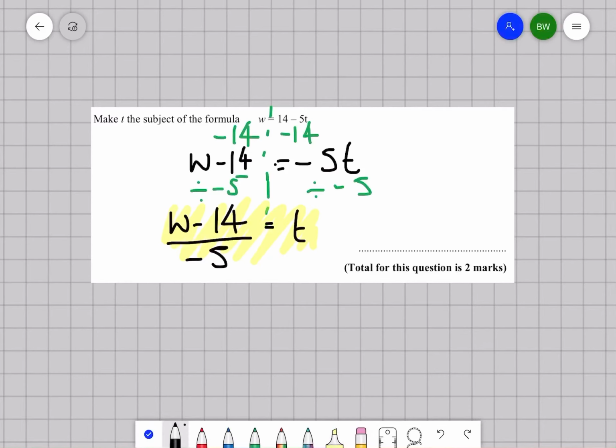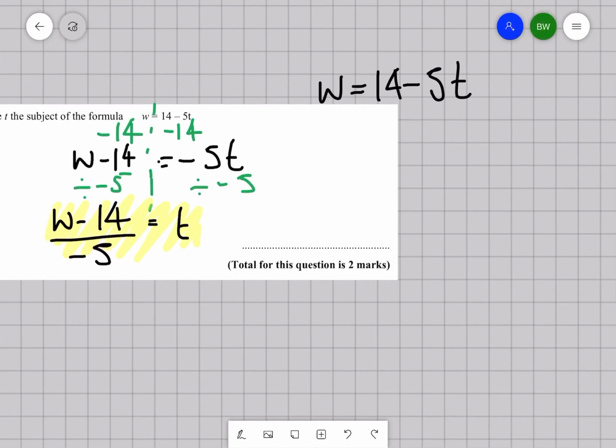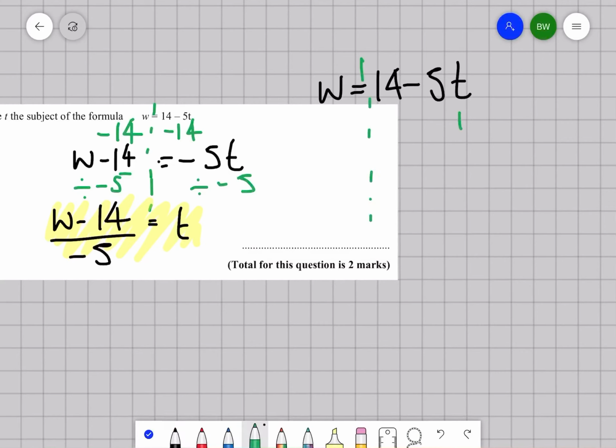Okay, an alternate way I could have done that. I could have first of all added 5t to both sides, just to turn it into a positive, and that would have made it easier for me, potentially. So I've got w plus 5t equals 4. Now I've got to rearrange the left-hand side, so get rid of the w from that side.